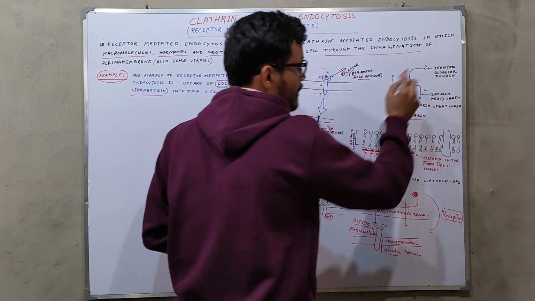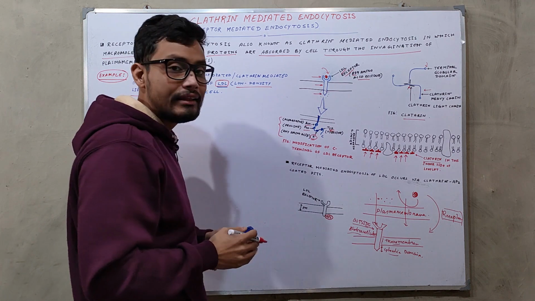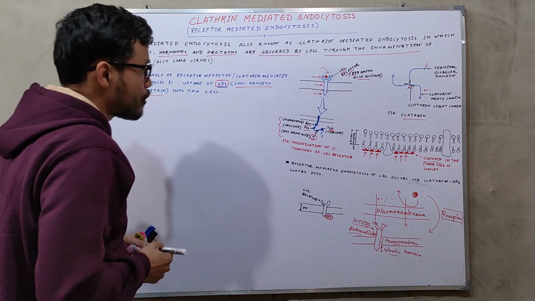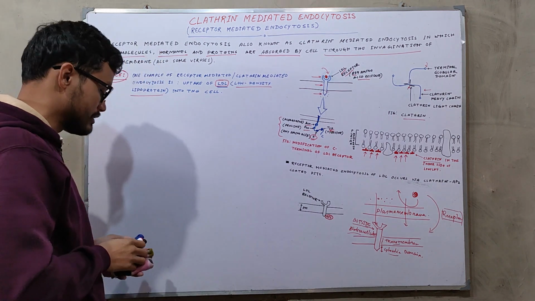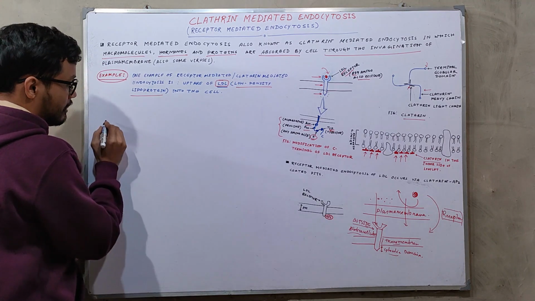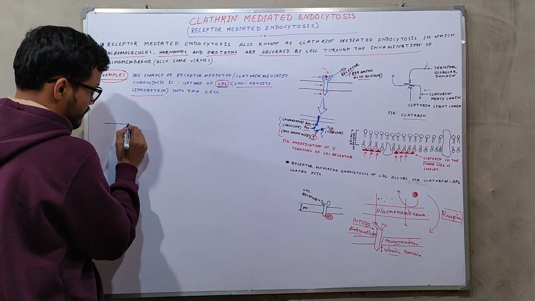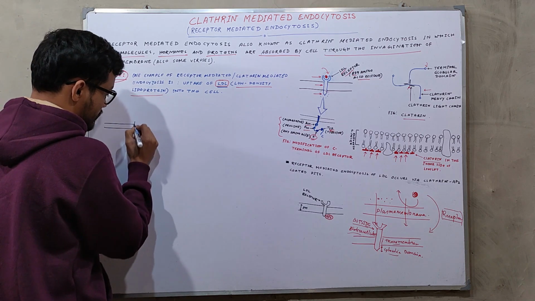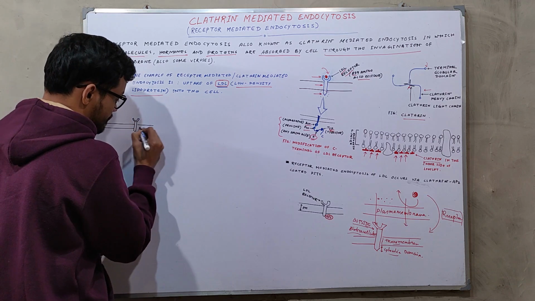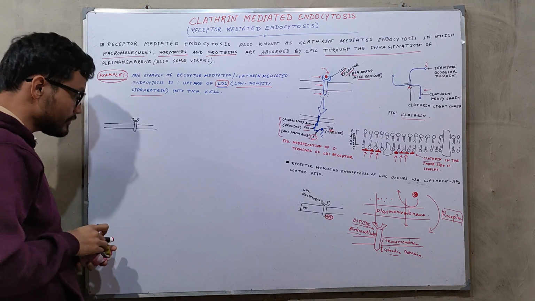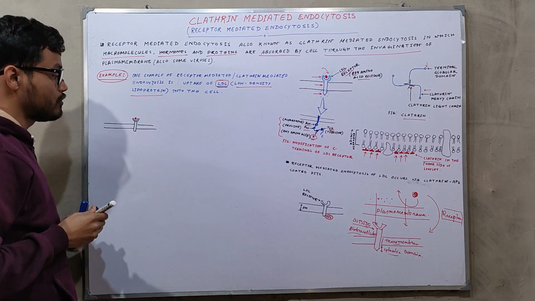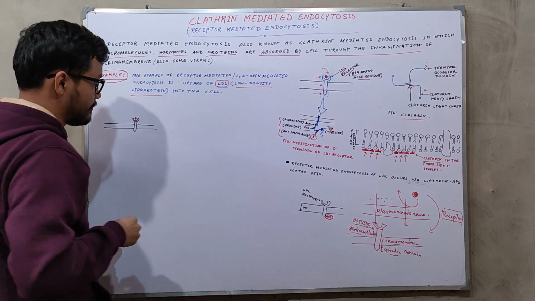So these domains play an important role in the attachment with this particular LDL receptor. So what is the process? Now I'm going to explain the process by which these LDL, or low density lipoproteins, are getting absorbed by the cell. So if this is a plasma membrane, there is a receptor present, okay. So this receptor is the LDL receptor.